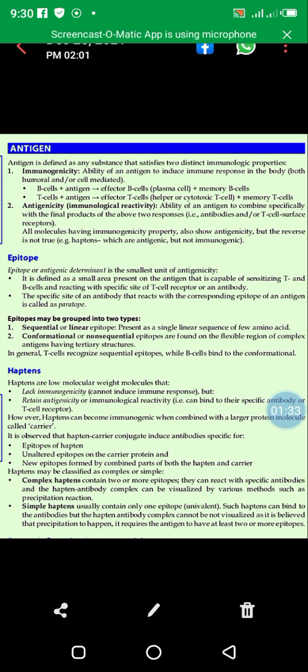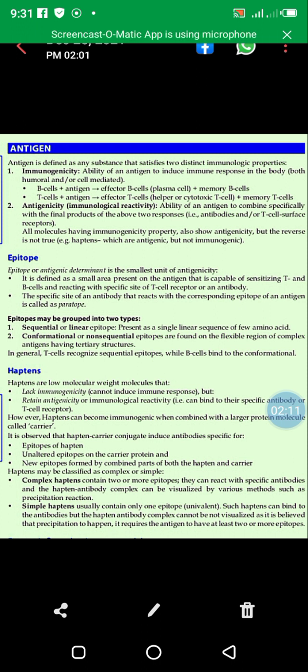What is epitope? Every antigen has a specialized area that is capable of sensitizing T cell and B cell and is involved in the production of immunity or the sensitization of the T cell. And what is paratope? Paratope is the specific site of antibody that reacts with the corresponding epitope of antigen. It's called paratope. Epitope may be grouped into two types: sequential or linear epitope, and conformational or non-sequential epitope.